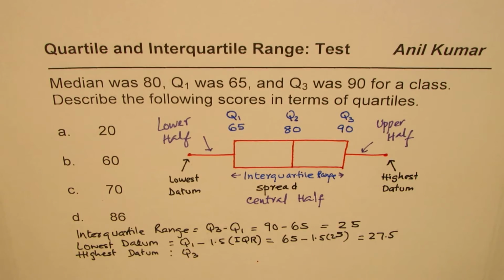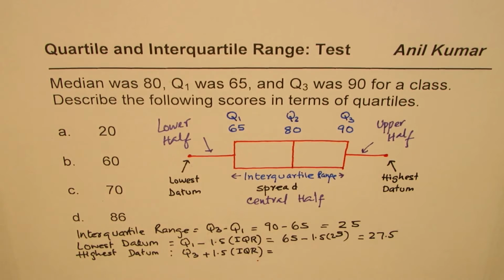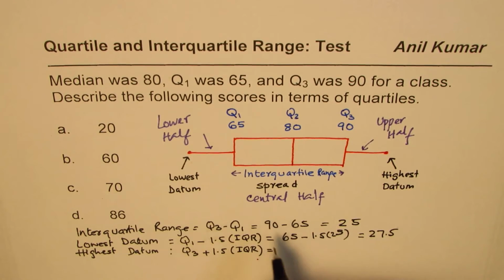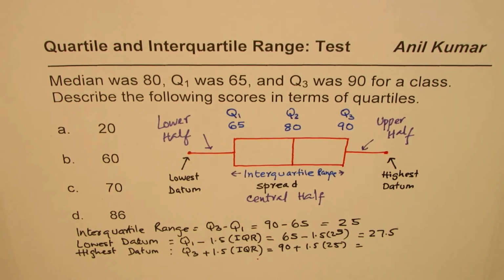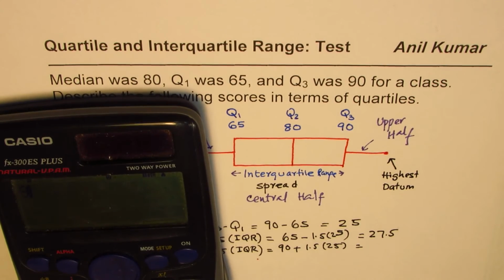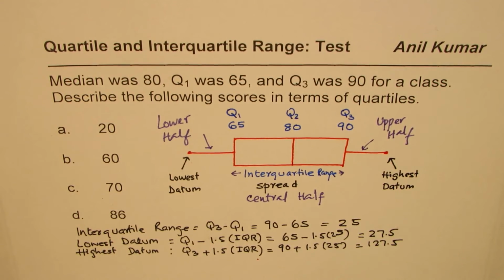So let's find the upper limit. It is Q3 plus 1.5 times the interquartile range, which is 90 plus 1.5 times 25. Let's calculate this also. So we have 90 plus 1.5 times 25. It gives us, in decimals, 127.5. Okay. So we know the lowest and the highest data. Now I think you are equipped with all the information which you need. Let us now answer the question.